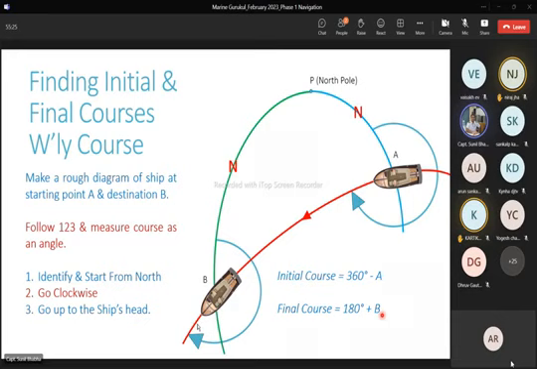Sir, I was disconnected for the last 2 minutes. Can you explain one more time regarding this B? Yeah. Okay, beta. Okay, no issues.